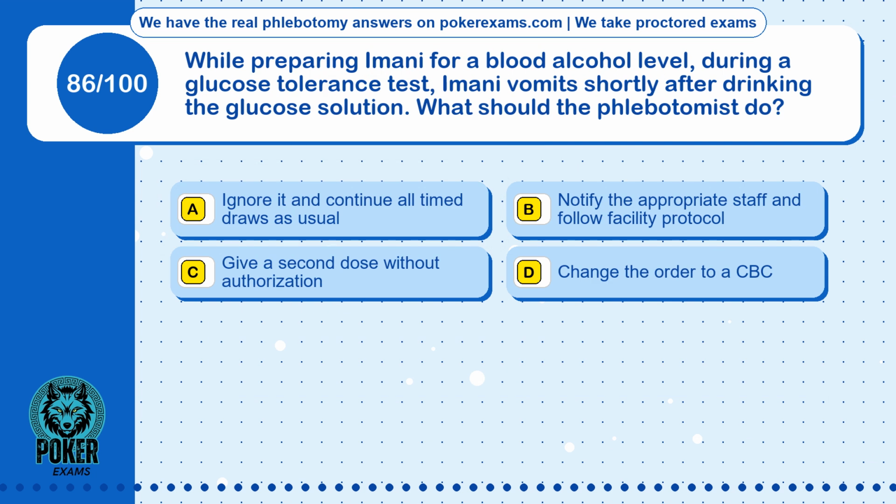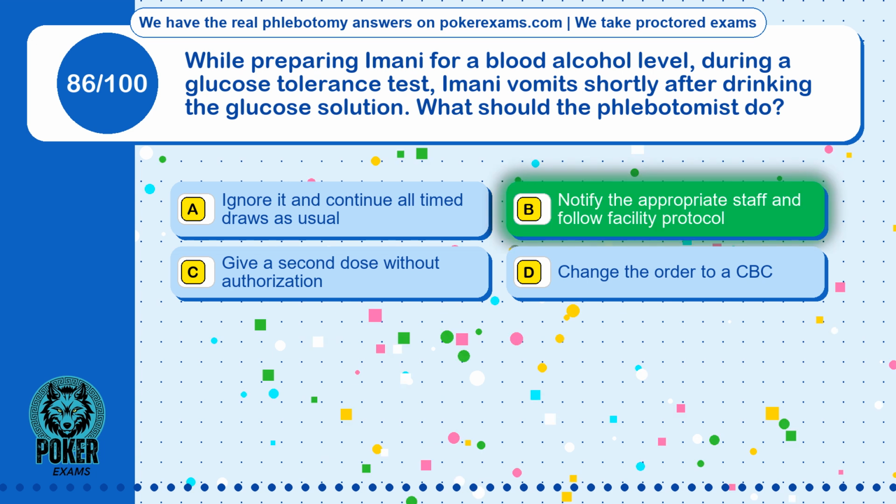Question 86. While preparing Imani for a blood alcohol level, during a glucose tolerance test, Imani vomits shortly after drinking the glucose solution. What should the phlebotomist do? Option A. Ignore it and continue all time draws as usual. Option B. Notify the appropriate staff and follow facility protocol. Option C. Give a second dose without authorization. Option D. Change the order to a CBC.